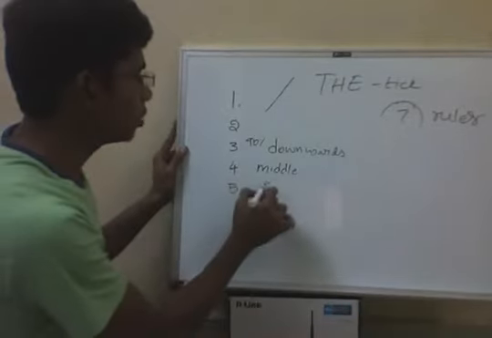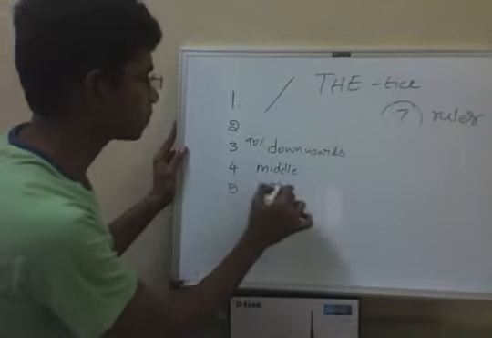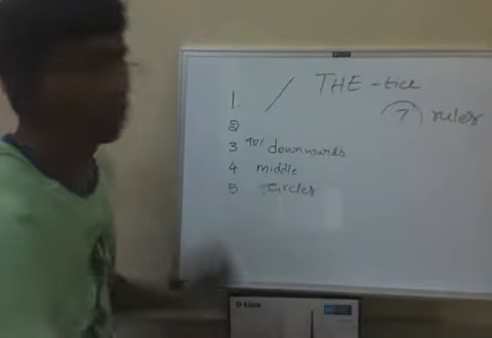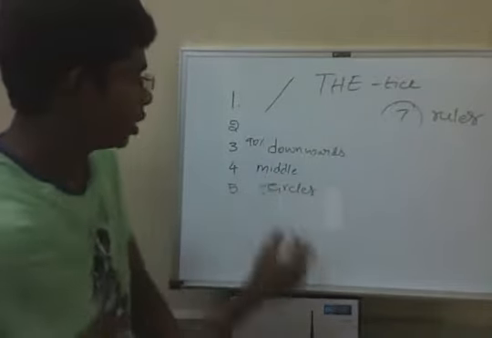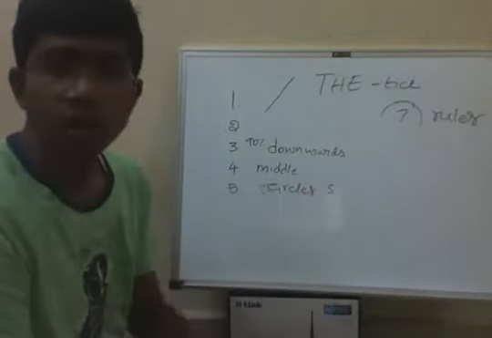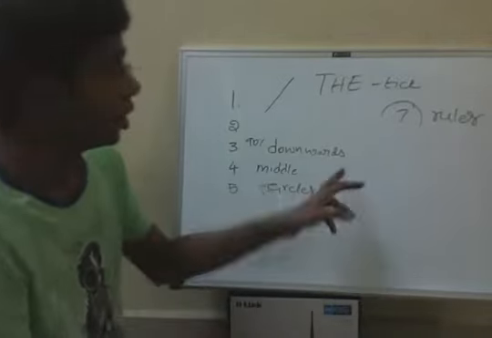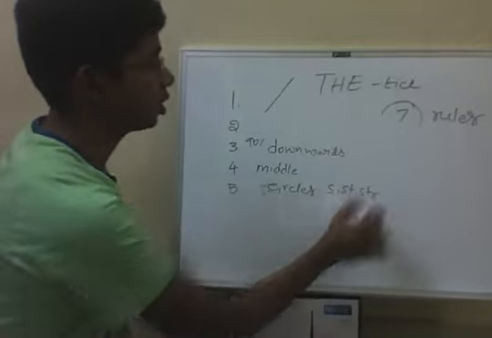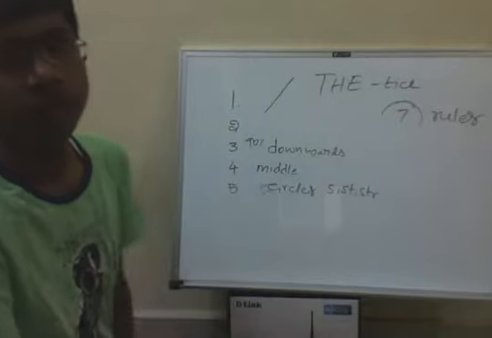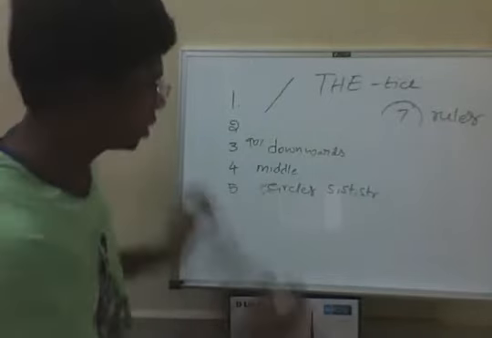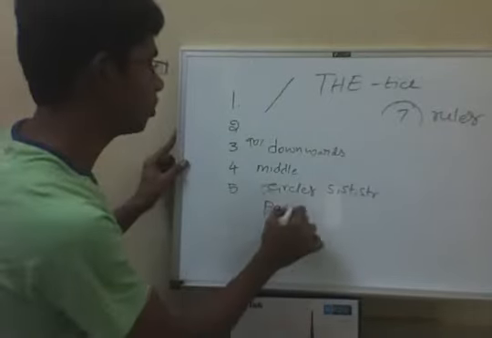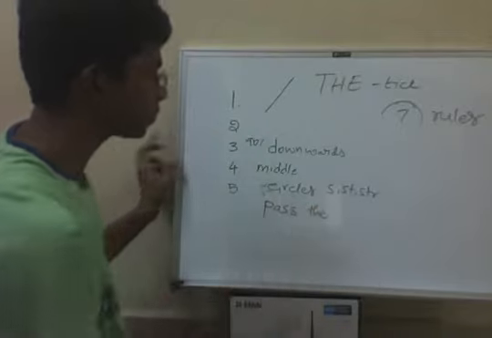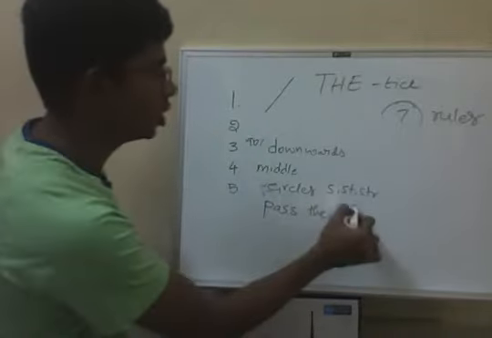And the fifth rule is for the circles. Generally, if it is a circle, yes, we can apply THE hook. But if it is ST or STR, we cannot apply. It will be very difficult. For example, let's take pass B. Pass B. It is very easy.